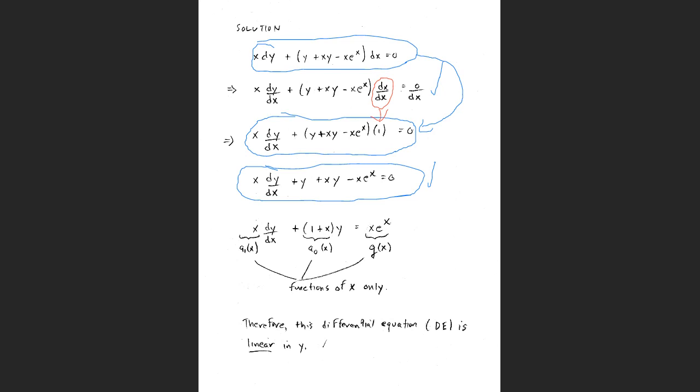The x times e to the x, I'm going to bring over to the right side. And then this term here, x times y, there's a y and a function x in front of it. And here's a y also. And what I'm going to do is factor out the y from y plus xy. And that's what I did here.